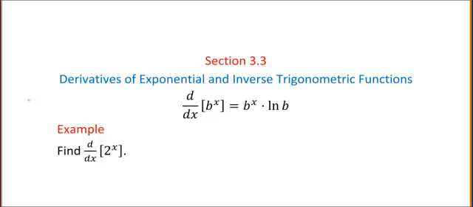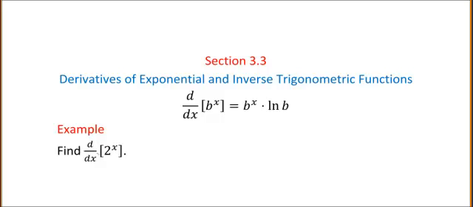In the last video, we saw that the derivative of the exponential function b to the x was b to the x times the natural log of b. Remember, in an exponential function, the base is constant and the exponent is a variable. So let's take a look at an example.